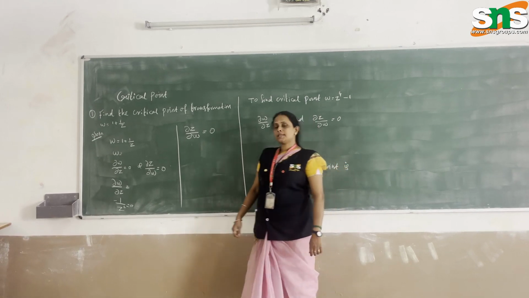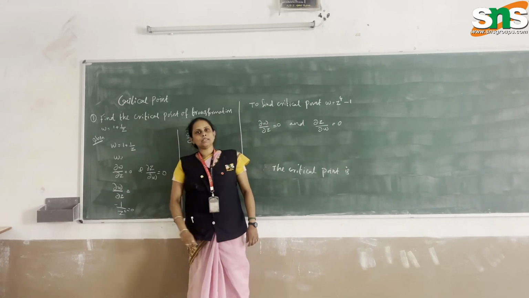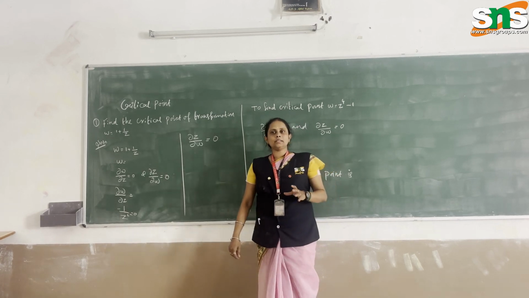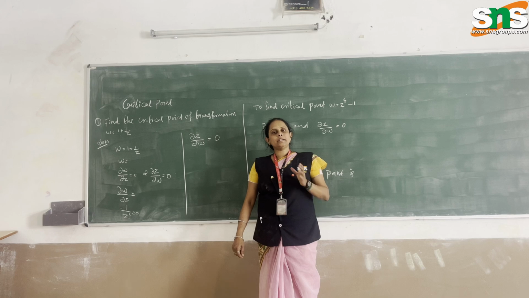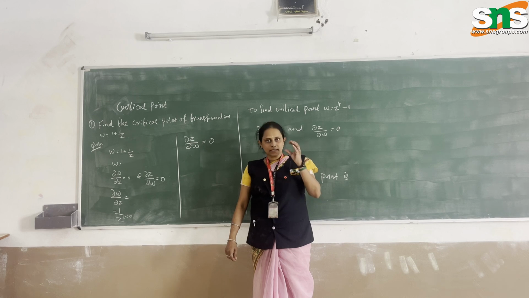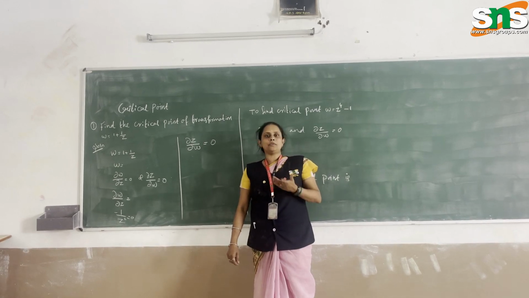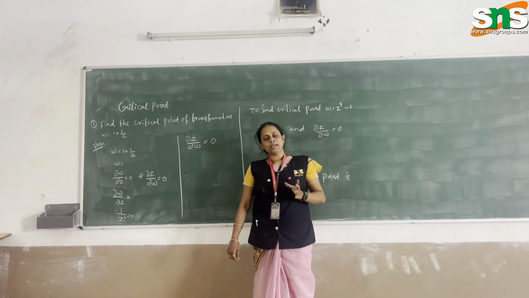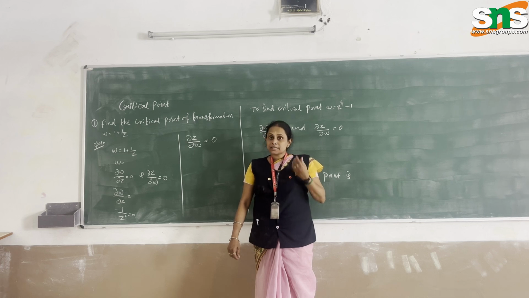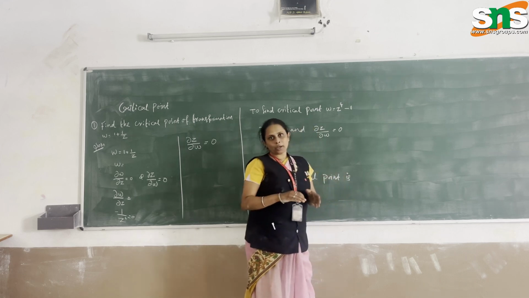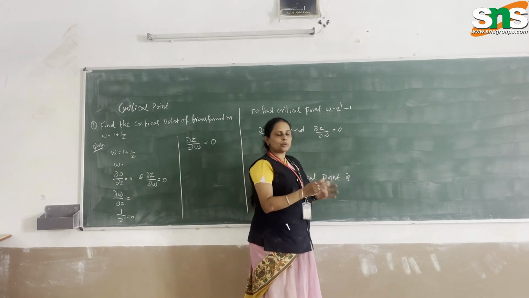Today we are going to see about the critical point. A critical point is a point in the transformation w equal to f of z at which f of z is not conformal. Do you know what conformal is? Conformal is nothing but the angle. It preserves the angle between the two curves at the point z equal to z0.